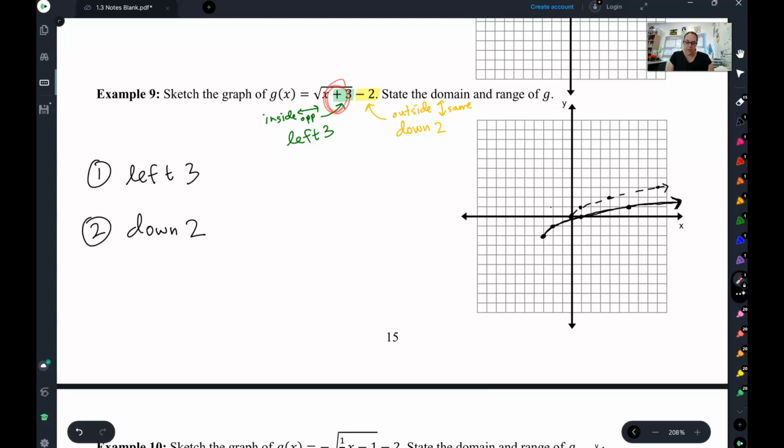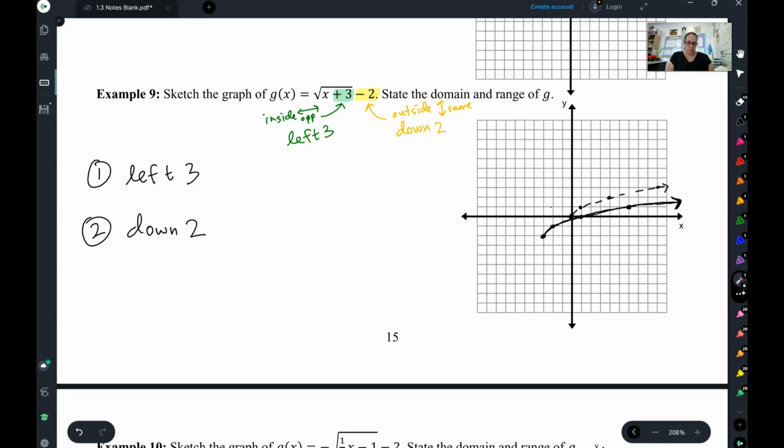Hopefully you saw this one is inside, so it's going to be left and right and opposite. So this is left 3. This one is outside, so it's going to be up and down and same, so that's going to be down 2. Now, order of operations for which one you do first. Order of operations says we should always take care of the inside first, the parentheses essentially first. So we move left 3, then we move down 2.